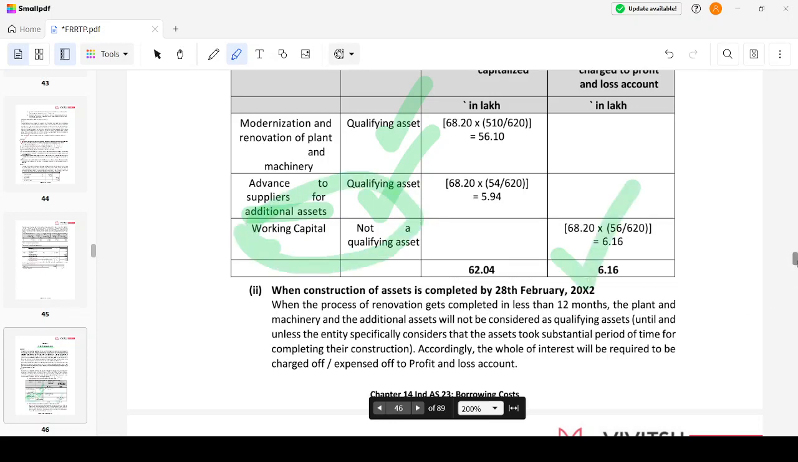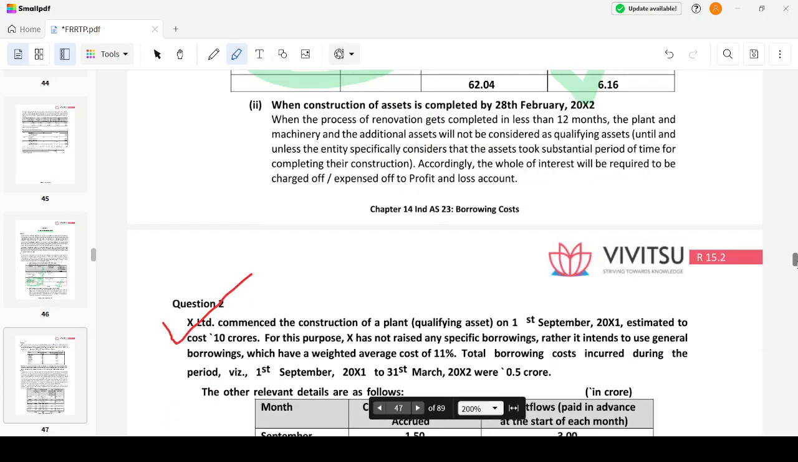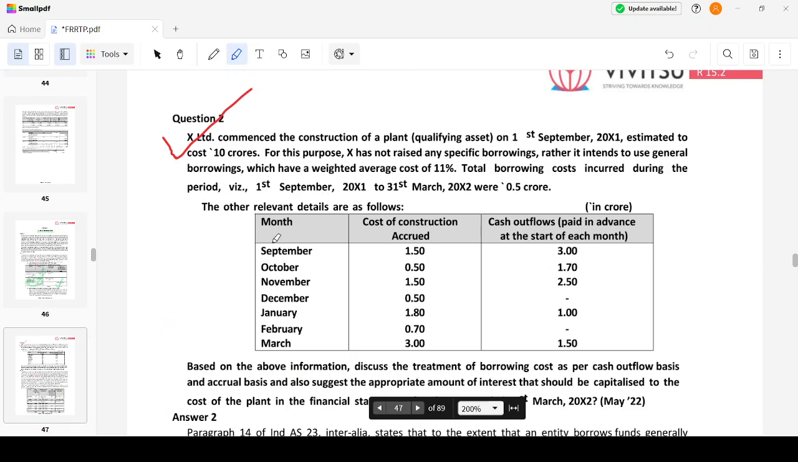Simple, right? A qualifying asset is an asset that takes a substantial period of time before it is completed and ready for use. Then, X Limited commenced the construction of a plant, a qualifying asset, on 1st September 20X1, with an estimated cost of 10 crores.